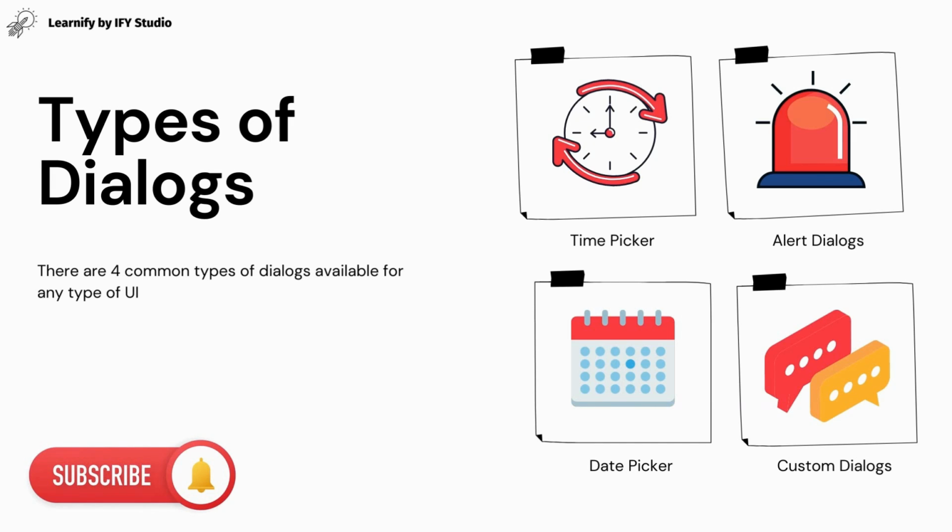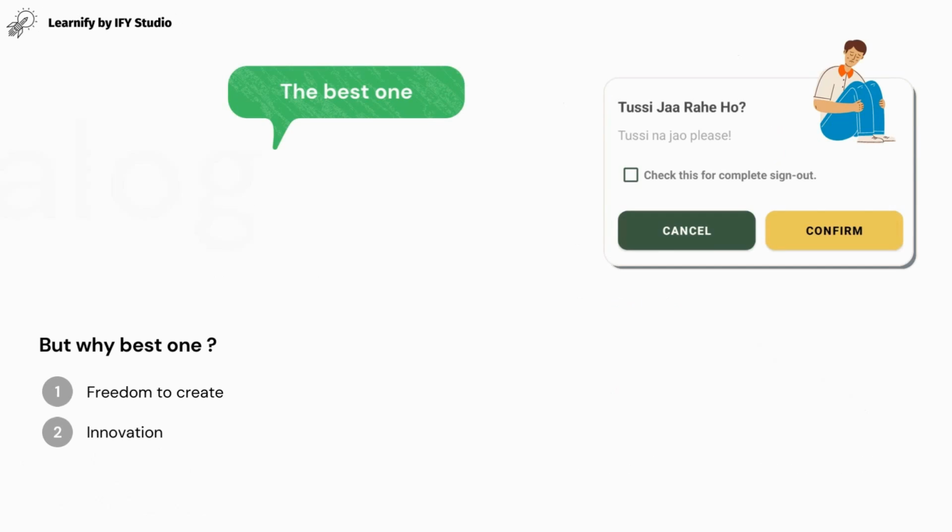Next one is a date picker. Again, as the name suggests, it is used to select date events. And the last one is custom dialogues. Now, guess which is the best one? Oh, custom dialogues? It seems that I already have my favorite one.